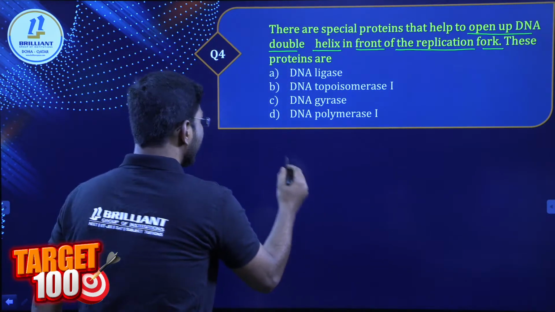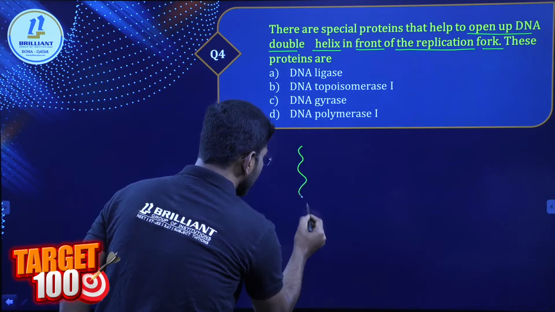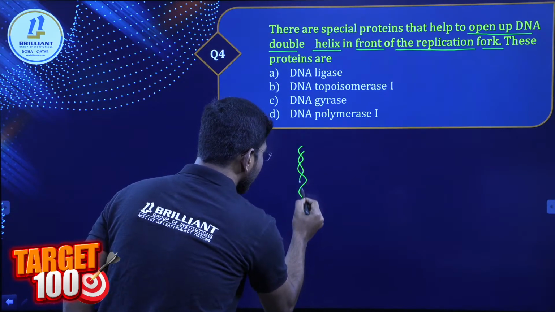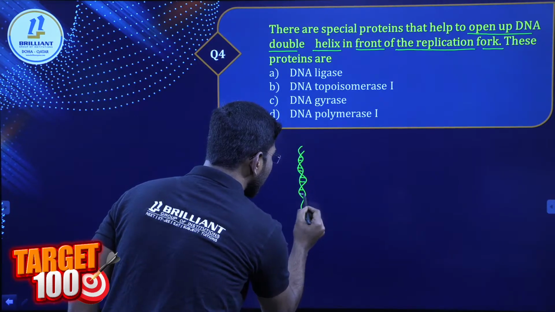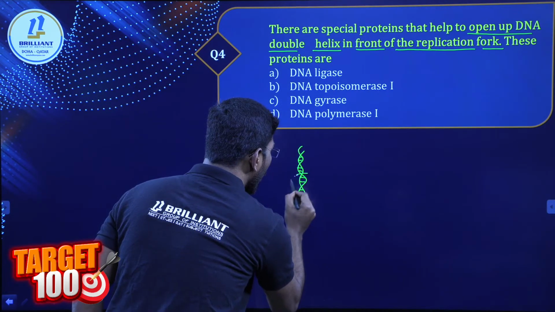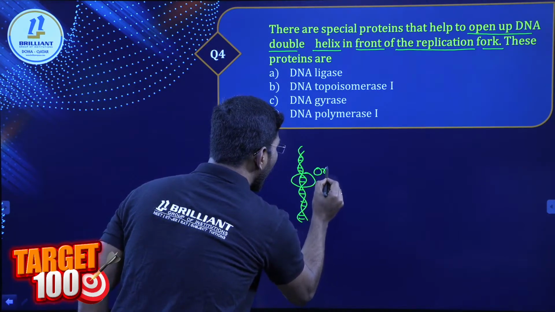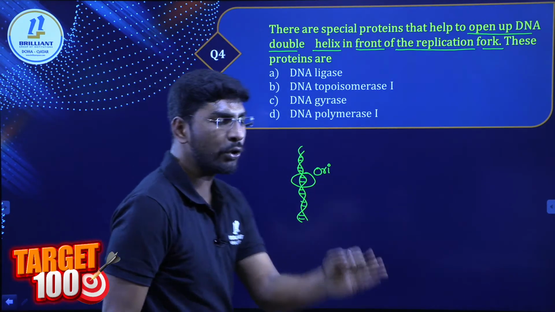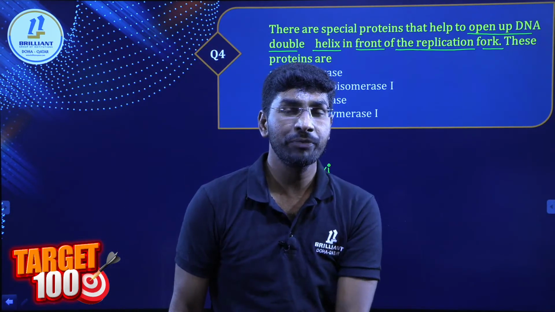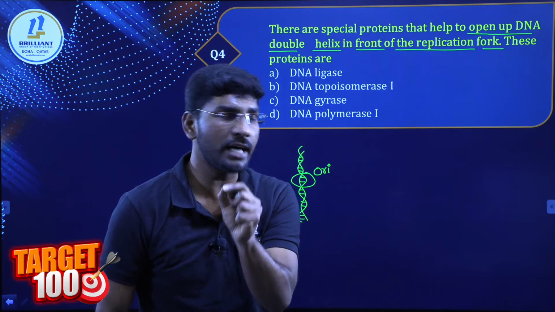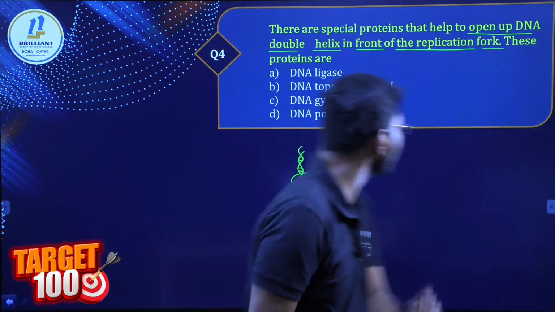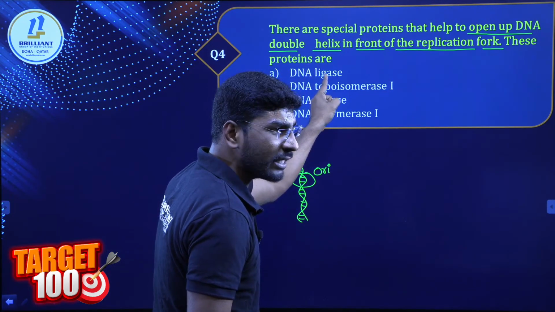What is the area? For example, if you take this double-stranded DNA, right? This double-stranded DNA has specialized areas. Those specialized areas are called ORI. ORI stands for what? Origin of replication. Exactly at this origin of replication, one enzyme acts. What is the enzyme called? Is it DNA ligase?